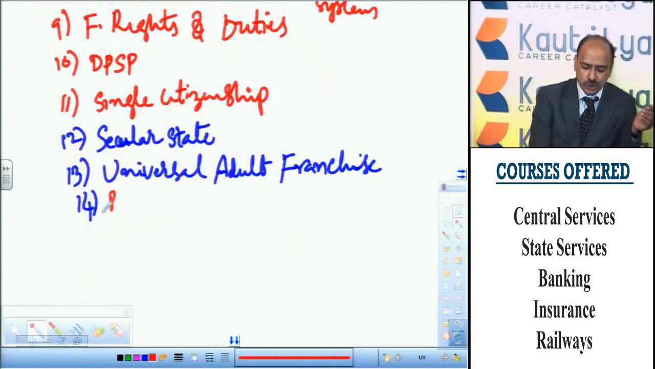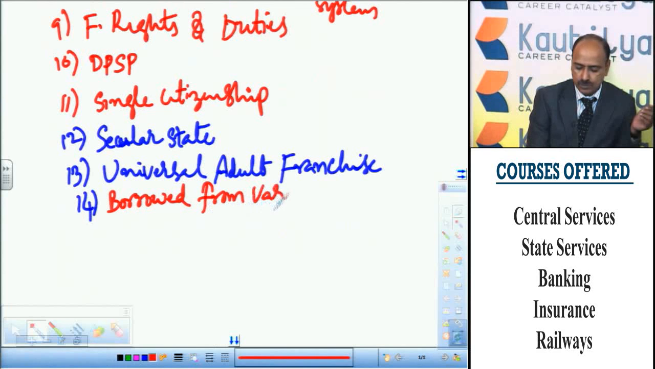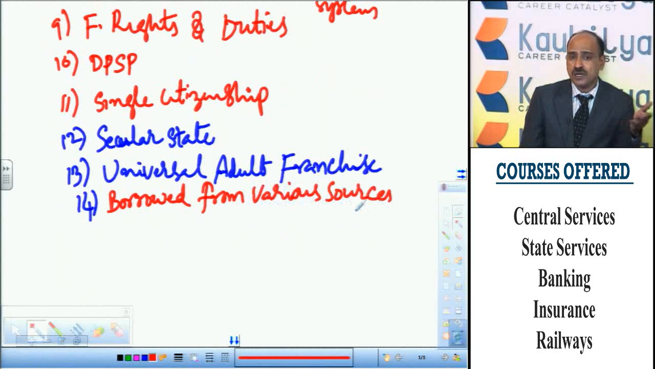Borrowed from various sources. Wherever the best quality rules and regulations are available, those concepts we borrowed and mentioned. That's why our Constitution is the best Constitution in the world. If concepts are borrowed from only one country, they may or may not be the best. But we borrowed from different countries wherever good quality rules and regulations are available.